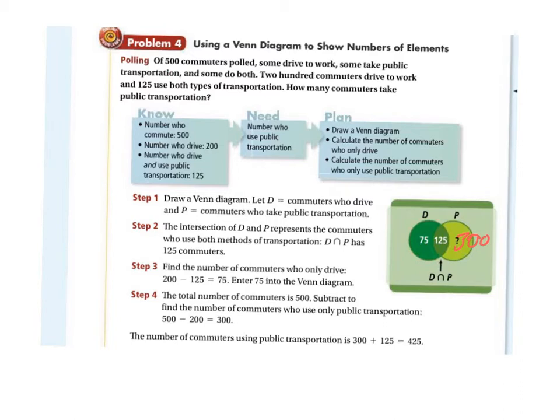The question asks, how many take public transportation? They didn't say only public transportation, but take public transportation. So my 300 only plus my 125 that take both, those are the total people that take public transportation. So you get your 425 for public transportation total. Again, some of those do both.